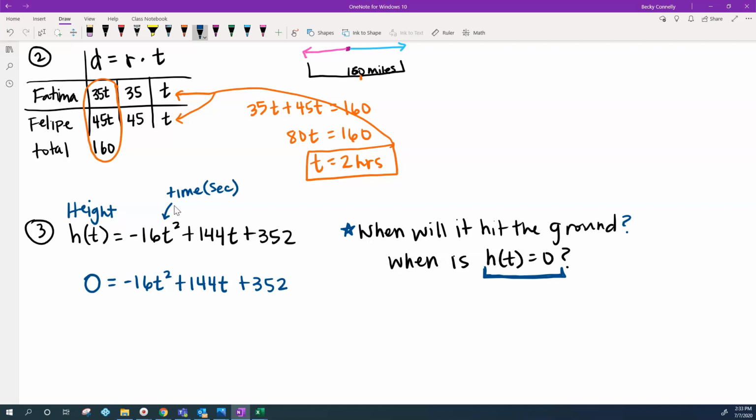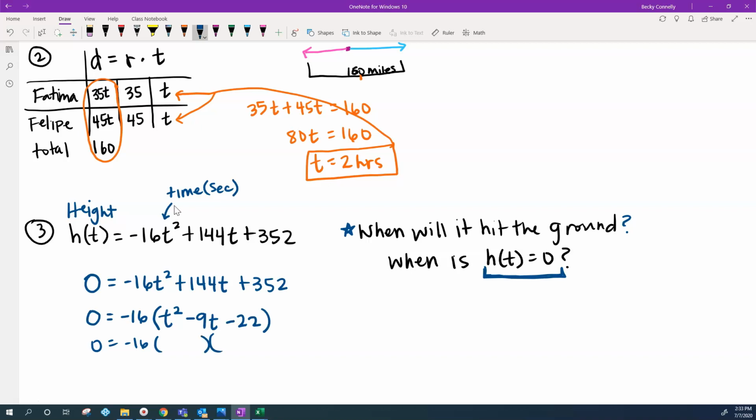Yeah. And so from here we can factor out a greatest common factor. That negative 16 will actually factor out of everything. And remember, if that leading coefficient is negative, you want to take that negative out with it. It'll just make the rest of the factoring easier. So, let's see, 144 divided by negative 16 would give us negative 9t, and 352 divided by negative 16 gives us negative 22.